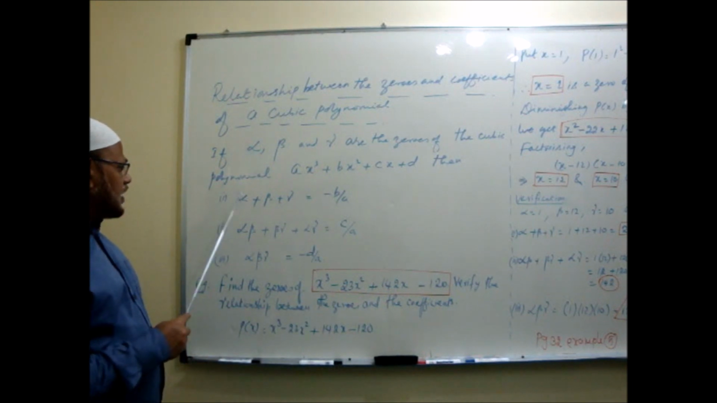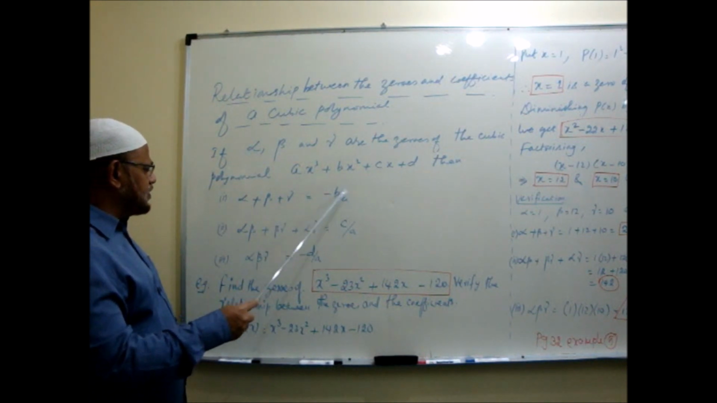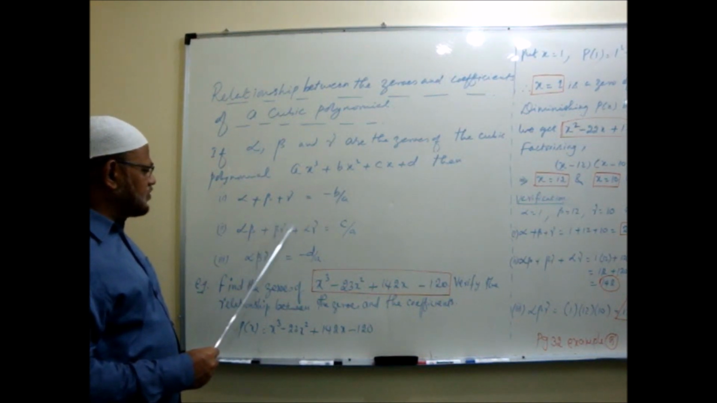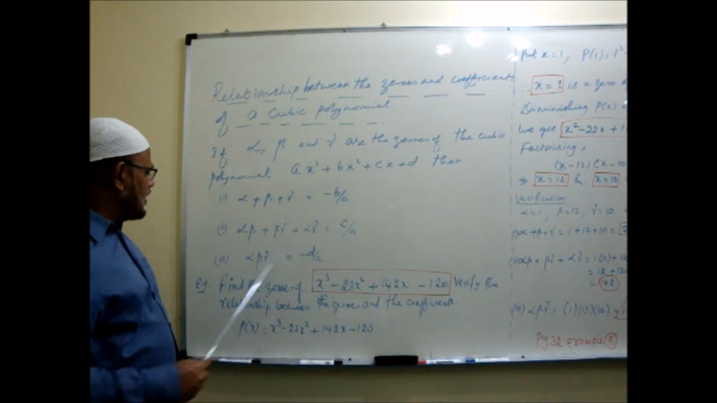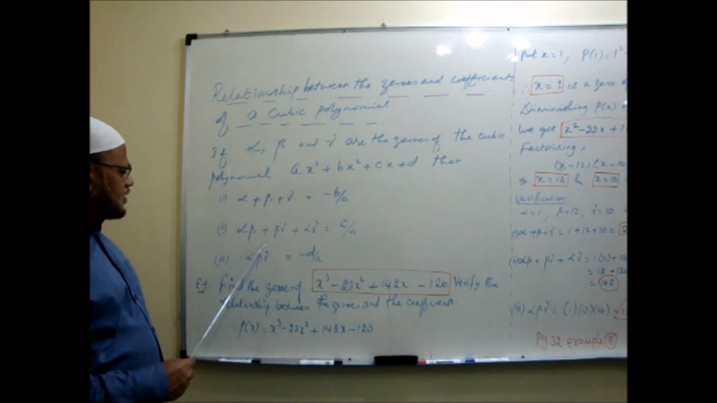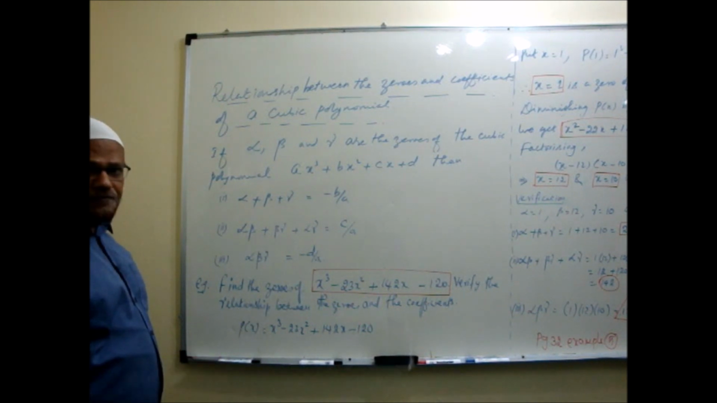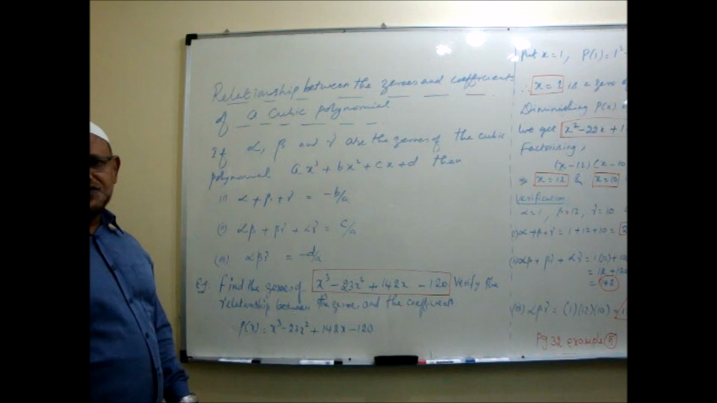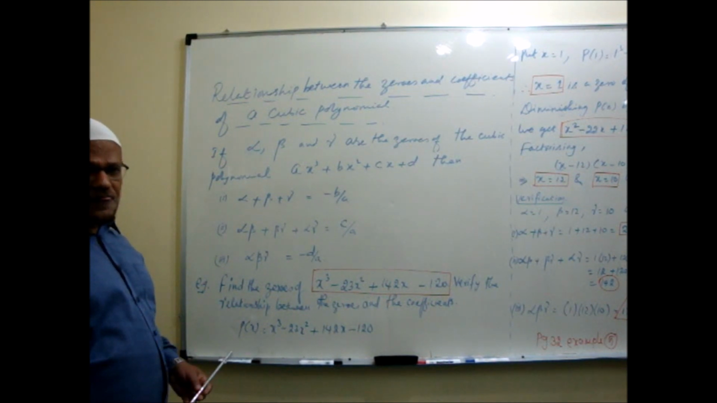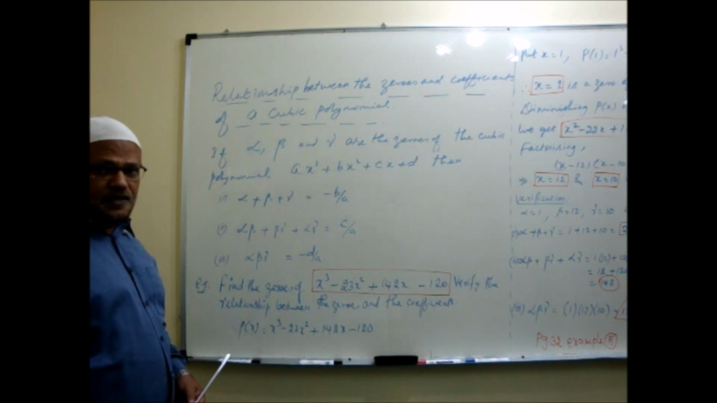Remember all this. So alpha plus beta plus gamma is minus b by a. Alpha beta plus beta gamma plus alpha gamma is c by a. And alpha into beta into gamma, the product of all the zeros, will be minus d by a. This is the relationship between zeros and coefficients of the cubic polynomial.